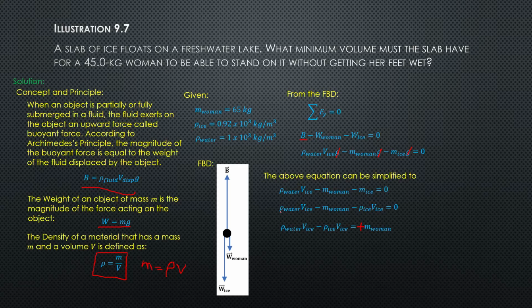So therefore, density of water multiplied by volume of ice, minus density of ice times volume of ice, will be equal to, then this becomes positive. Okay, positive.